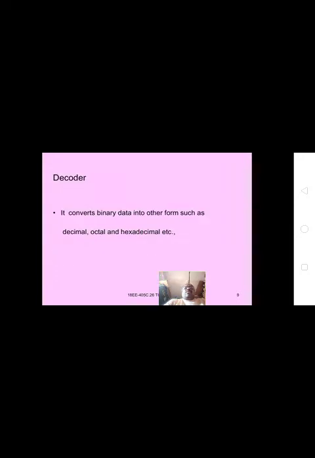Next one is the decoder. It converts binary data into other forms such as decimal, octal and hexadecimal, etc. A decoder is a device which converts any binary data into other forms of data such as decimal, octal and hexadecimal, etc.